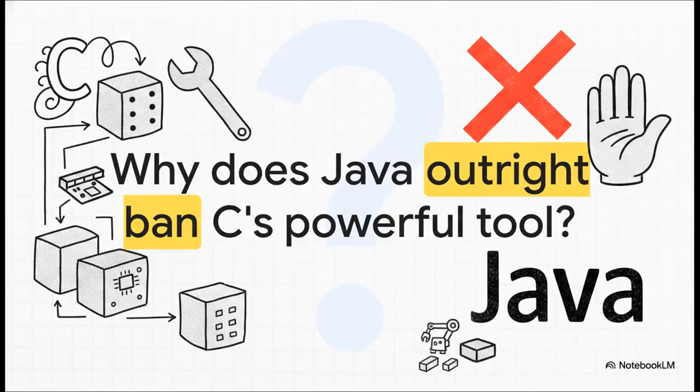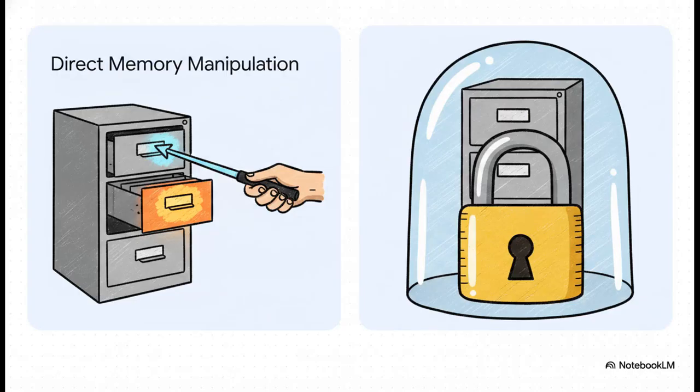So C provides programmers with an incredibly powerful tool for memory management. I mean, it's a tool that forms the absolute bedrock of operating systems and embedded hardware. Yet Java takes this exact same tool and outright bans it. No way around it. So why would they do that? Well, that tool, of course, is the pointer. In C, pointers allow you to directly access and manipulate raw memory addresses. It is literally the ultimate bare metal power.